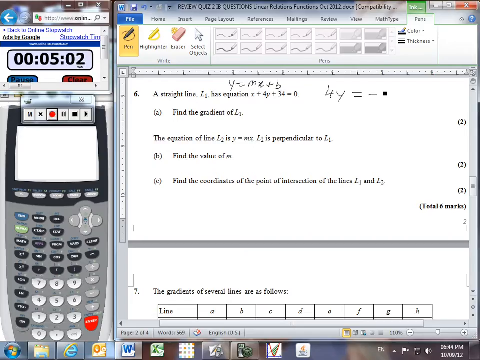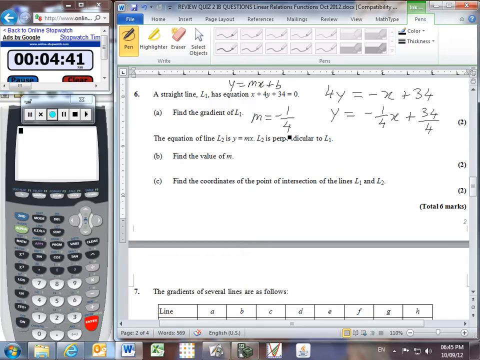So 4y is equal to negative x plus 34. Let's now divide through by 4, and so this x is now only negative a quarter x, and the 34 is also being divided by 4. I divided the whole thing through by 4. And we can see then that the gradient is equal to negative 1/4.